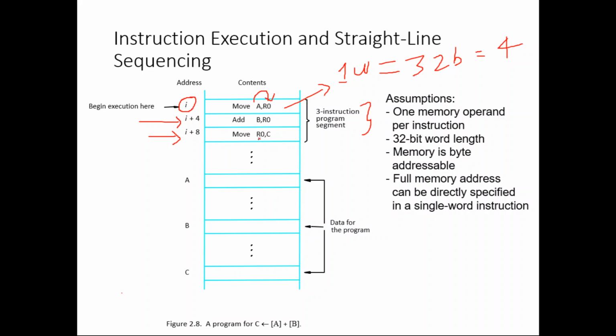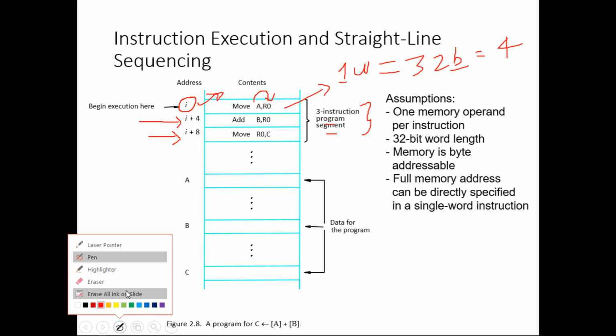Then move r0 comma c. Whatever the final result available in r0, that is moved to the memory location c. So this is a typical program with only 3 instructions. How is this program executed? It is executed in sequence, line by line. First instruction, then the next instruction, which is obtained by adding the word size, that is 4 bytes. So the first instruction starts at address I, then the next instruction will start at I plus 4, then I plus 8, and so on it proceeds.